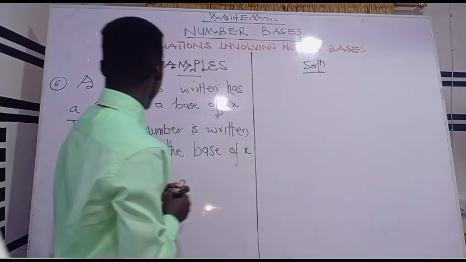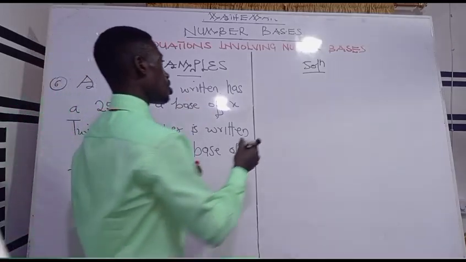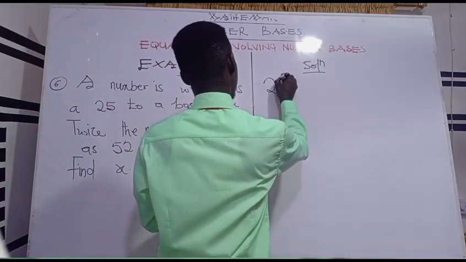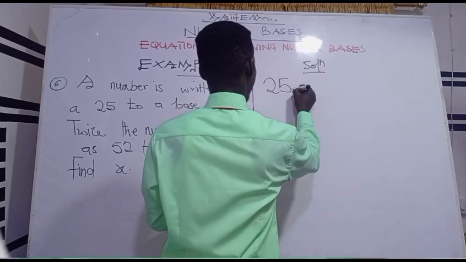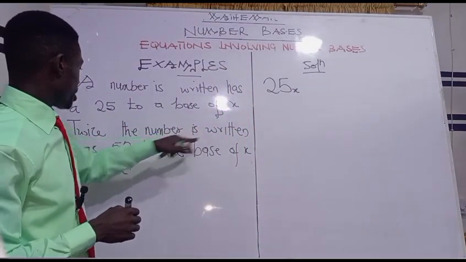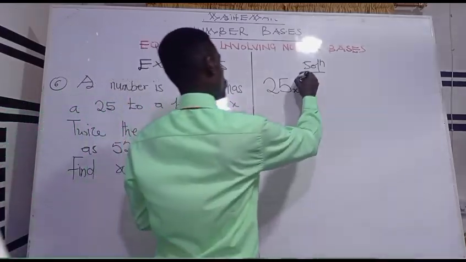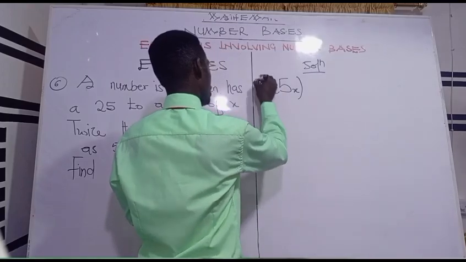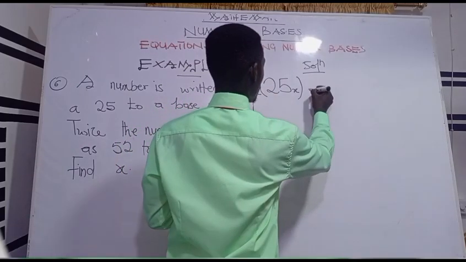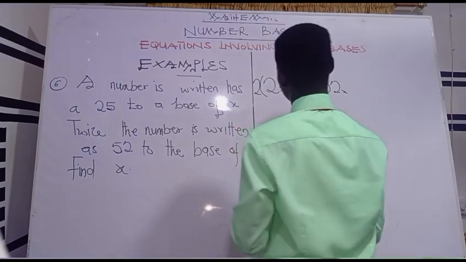So it says that a number is written as 25 to the base of x. So 25 to the base of what? X. Good. Twice the number is written as 52 to the base of x. So twice of this number is equal to 52 to the base of x.